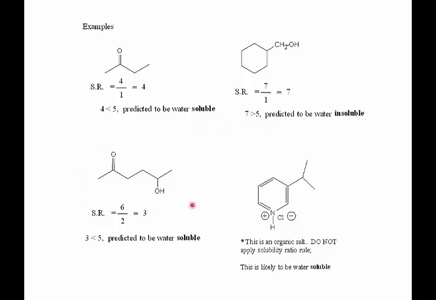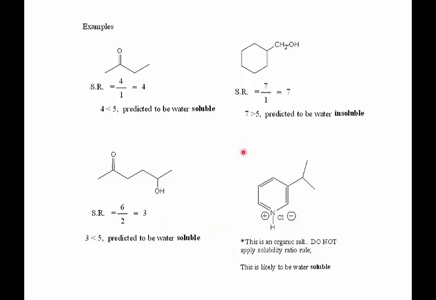And we look at this compound. Number of carbons, 1, 2, 3, 4, 5, 6. Solubility ratio value, 6 on the numerator. Now there are these two hydrogen bonding groups, the ketone group and the alcohol. Each counts as 1, so it's 1 plus 1 is 2. So 6 divided by 2 is 3. 3 less than 5. We predict this compound to be soluble in water.